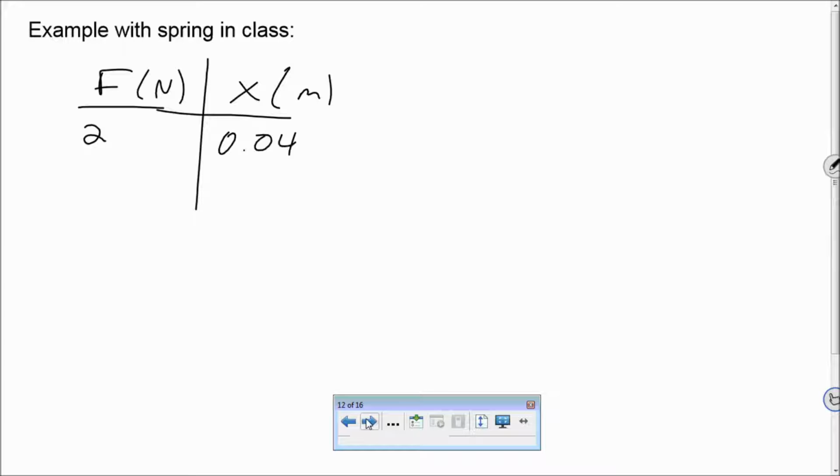All I'm doing is just adding another 200 grams on there. And now it is stretched, if you measure to the bottom of the spring when it stops bouncing, basically 8 centimeters. Okay? So when I put 4 newtons worth of force on here, it's stretched 0.08 meters. So if you had to guess, what do you think 5 newtons would get me?